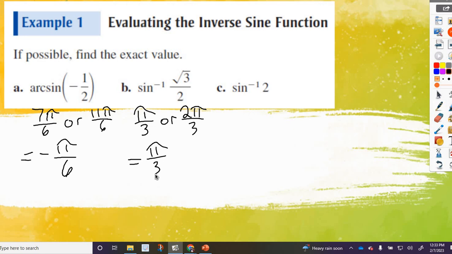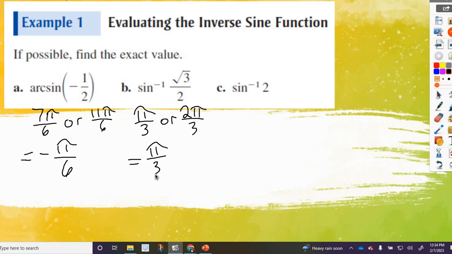Alright, now is 2 on our unit circle? Like, do I get a y value of 2 somewhere on our unit circle? No. So, the way that works then is if we have something that's not on our unit circle, that's when we use our calculator. And we use the second button, and then your sine button, and that gives you sine inverse, and then you type in whatever it gives you. And it should, sometimes, give you an angle value there.